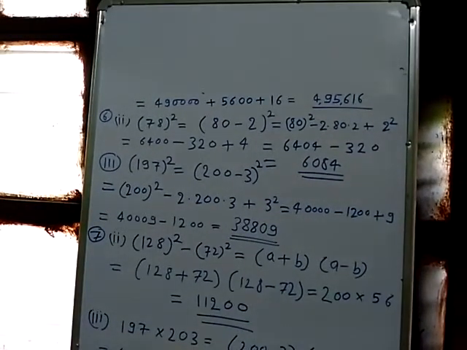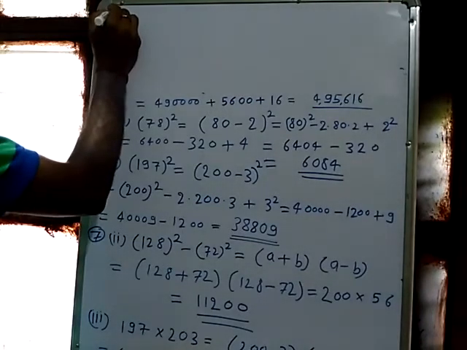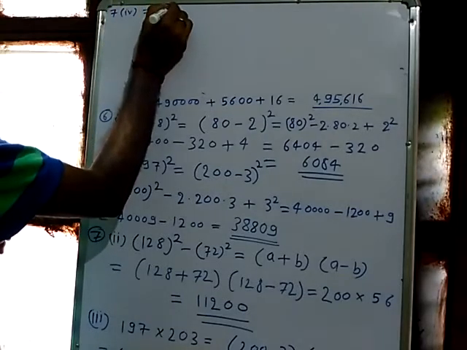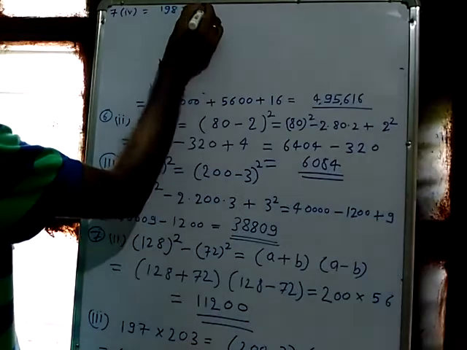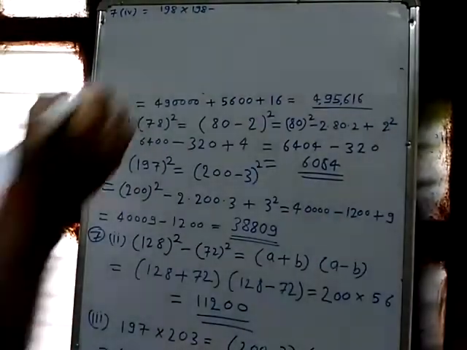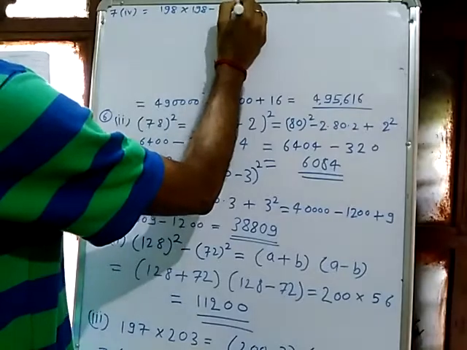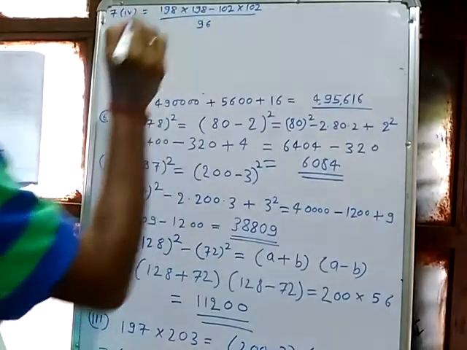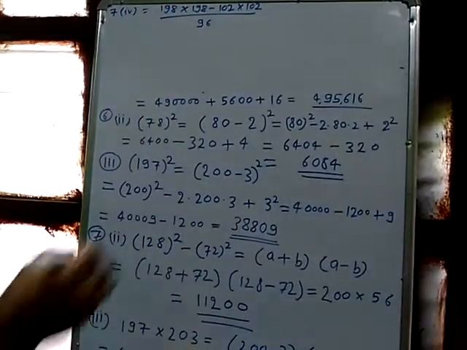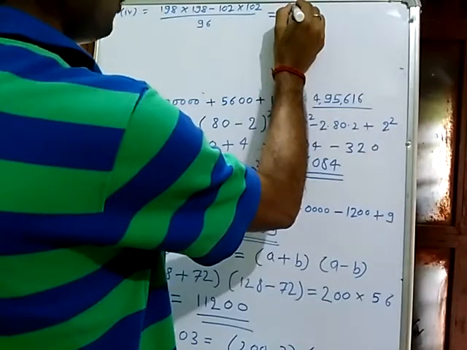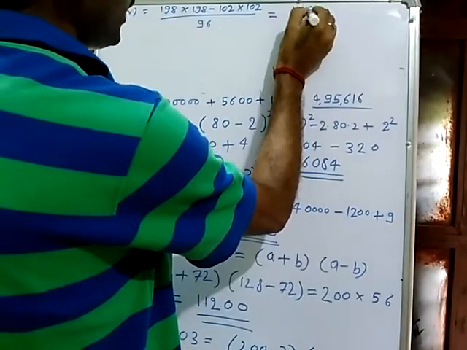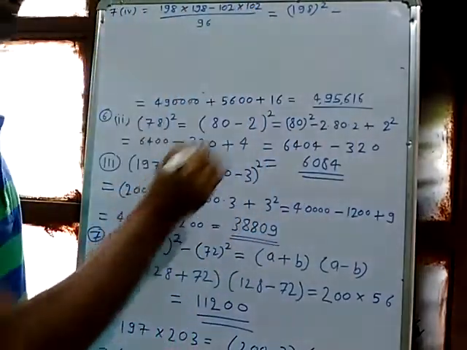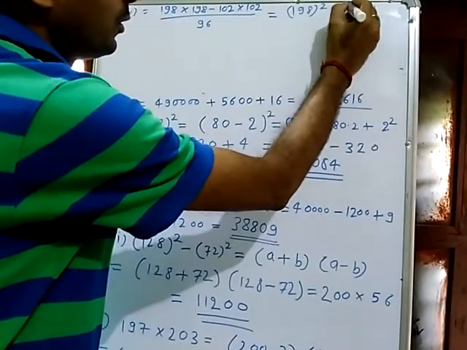Students, look at question number 7. What is given? 198 into 198 minus 102 into 102, divided by 96. Now can you tell how many of you can solve? I hope so many of you can. This 198 into 198 can be written as 198 the whole square, minus 102 into 102, 102 the whole square, divided by 96.